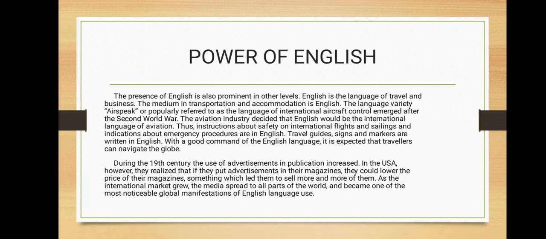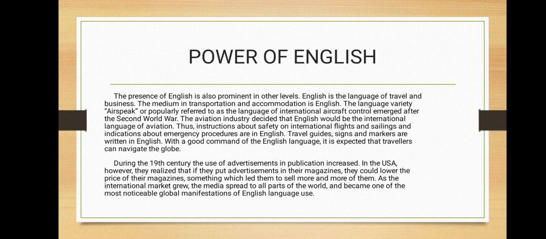English is the language of travel and business. The medium in transportation and accommodation is English. The language variety, airspeak, popularly referred to as the language of international aircraft control, emerged after the Second World War. The aviation industry decided that English would be the international language of aviation. Thus, instructions about safety on international flights and sailing and indications about emergency procedures are in English. Travel guides, signs, and markers are written in English. With a good command of the English language, it is expected that travelers can navigate the globe.